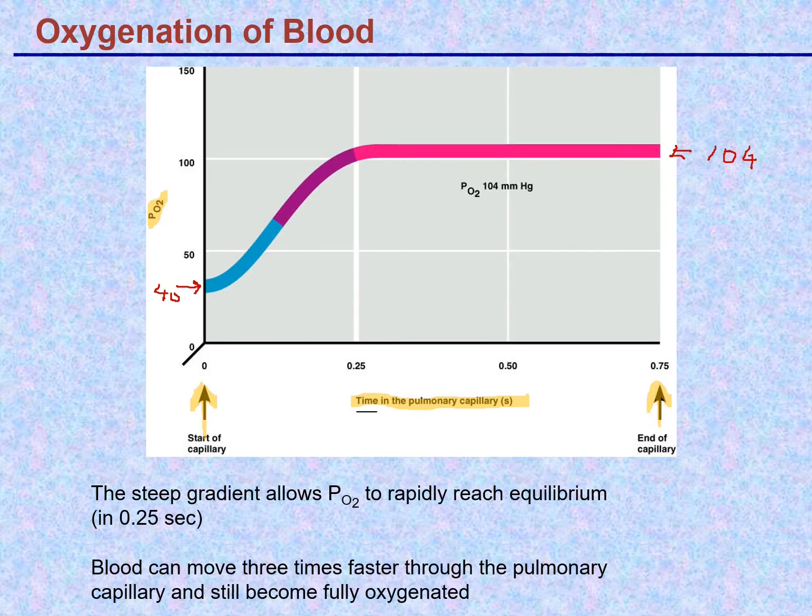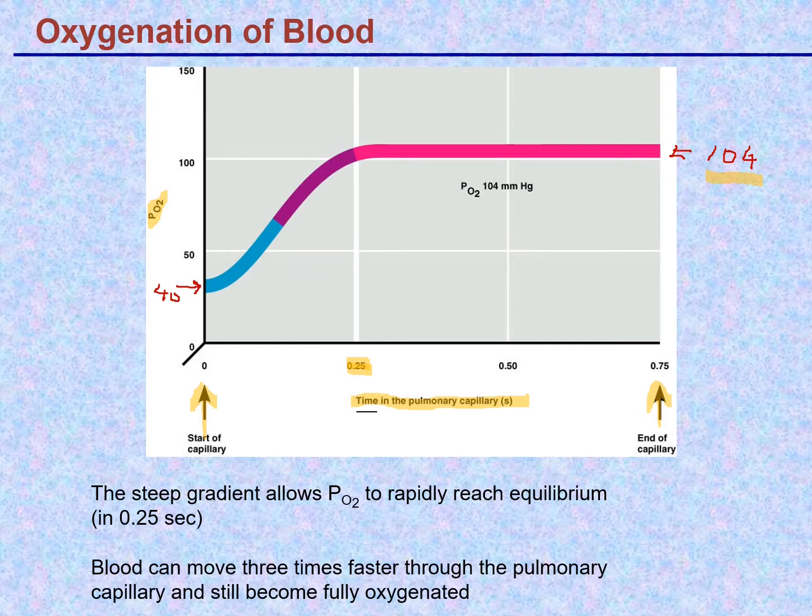Now notice it only takes 0.25 seconds. Oh, and by the way, 104 is fully saturated. The blood now is fully saturated with oxygen. All the hemoglobin has as much oxygen as it can take up. And so it only takes 0.25 seconds of the blood being in the capillaries surrounding the alveoli in the lungs for it to become fully saturated with oxygen.